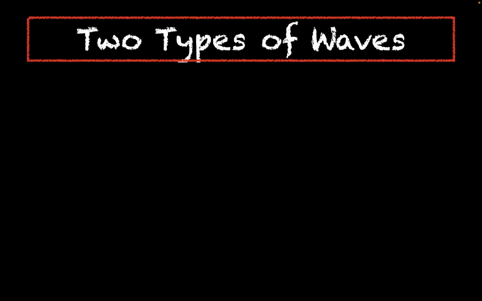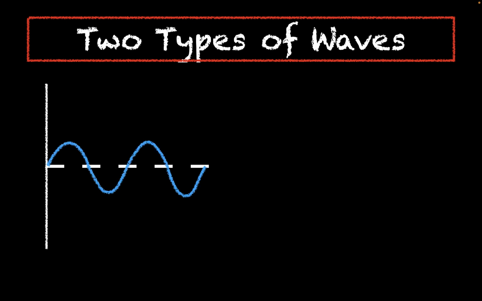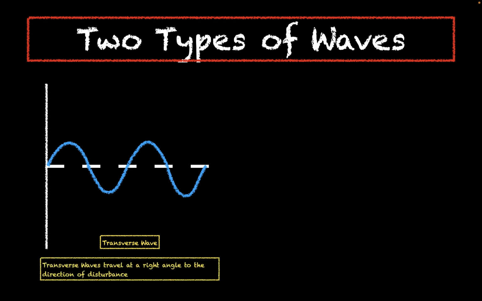So the first thing we have to talk about is the two different types of waves that we see in physics. The first type of wave looks something like this, and this wave is something called a transverse wave. So what is a transverse wave? A transverse wave is a wave that travels at a right angle to the direction of the disturbance. An example of a transverse wave would be electromagnetic radiation.